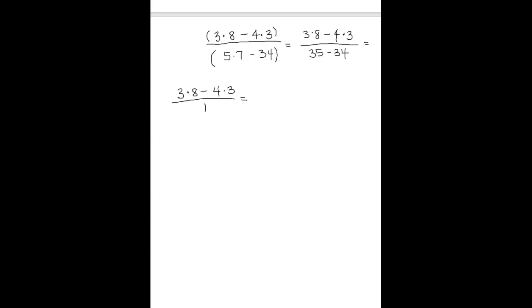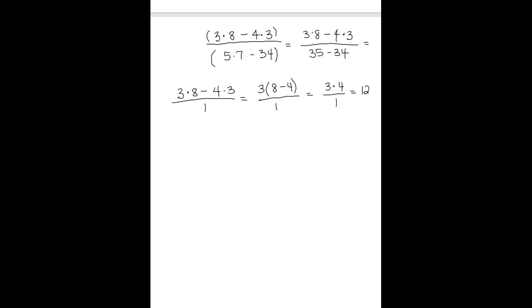So here I'm going to pull the 3 out from this particular set of numbers. So I've got 3, and then that's going to multiply my 8 minus 4. And that's all over 1. So 8 minus 4 is going to leave me with a 4. So I've got 3 times 4 all over 1, which is going to give me a 12. All right.